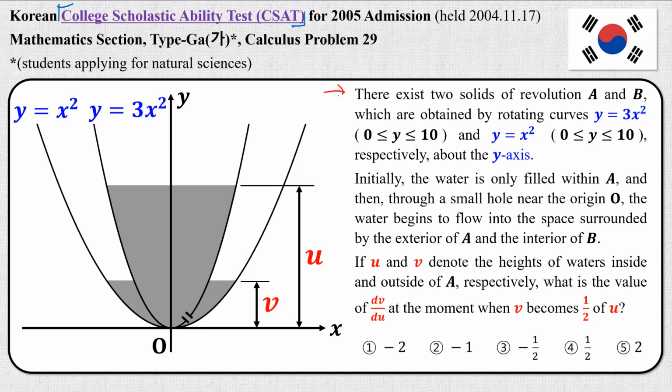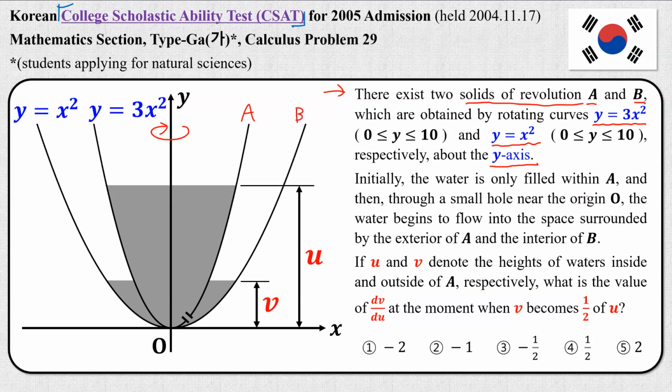Today we are going to take a look at the following problem, which looks rather complicated, but if you are well armed with various calculus knowledge, this problem is really easy to solve. There exist two solids of revolution, A and B, which are obtained by rotating curves y equals 3x squared and y equals x squared, where y is both from 0 to 10, respectively, about the y-axis. So we rotate like this.